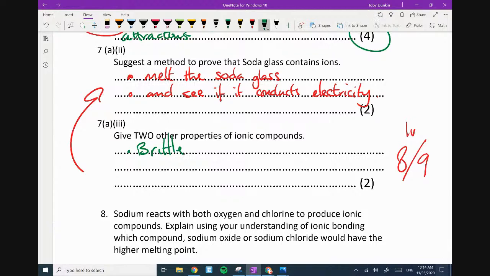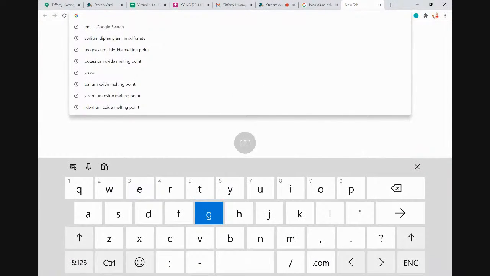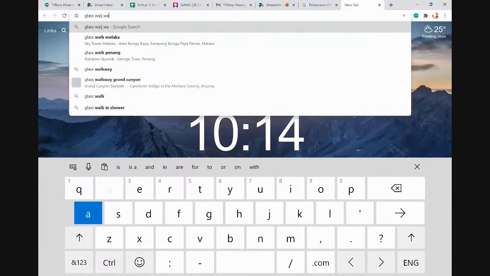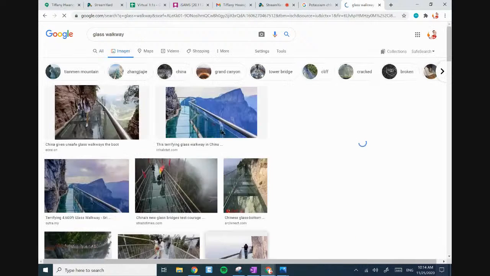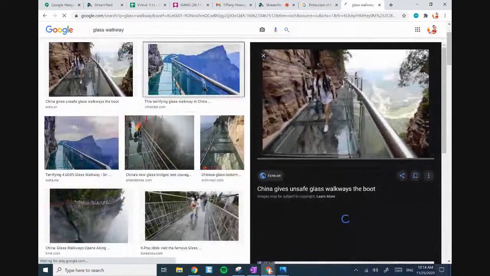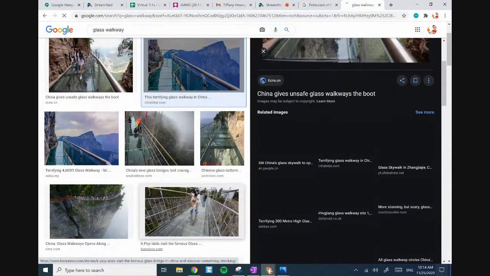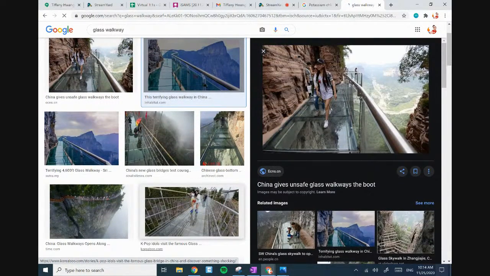Brittle. Yeah, that's important. Brittle. Oh, and I never told you, they're very strong. Isn't that interesting? Have you guys ever been on a glass walkway? Yeah, they're the most ridiculously terrifying things ever. Like, seriously, who thought that was a good idea? Let's make the whole walkway out of glass.